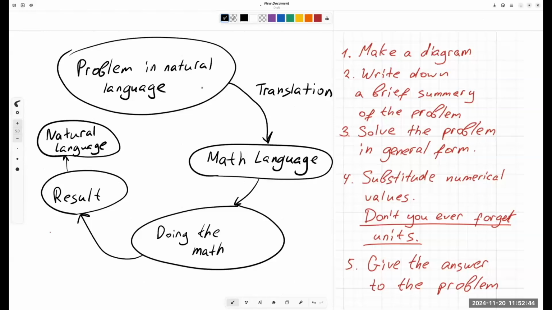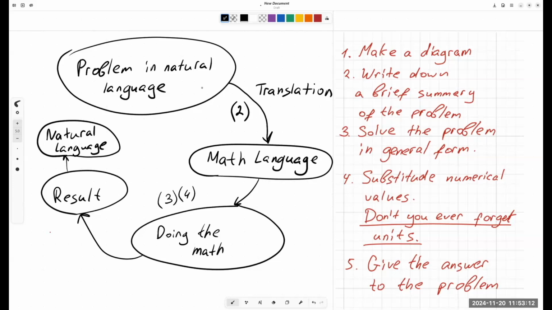So writing down a brief summary is this step. Translating the problem from natural language to math language, solving the problem in general form is math, substituting numerical values, well, it's still part of math, and giving the answer to the problem.